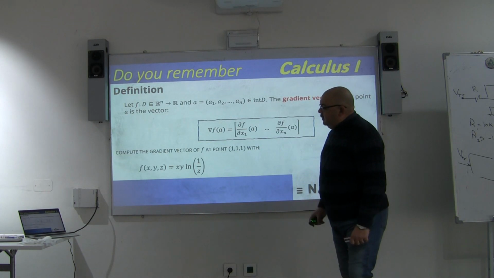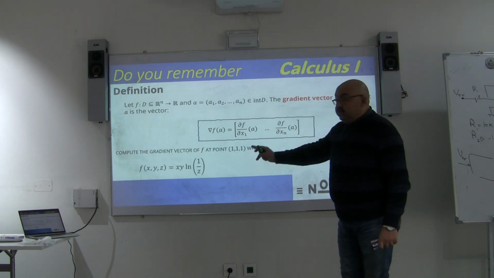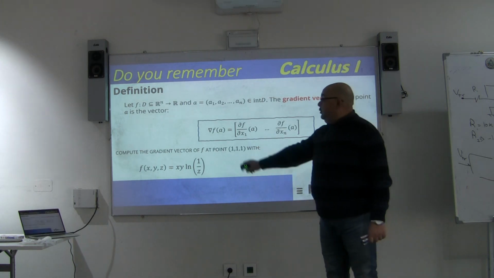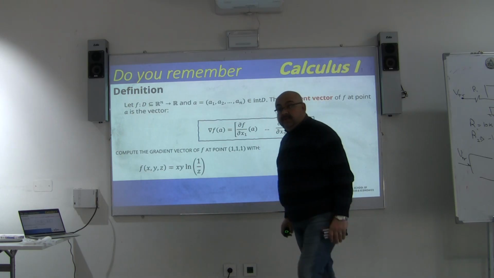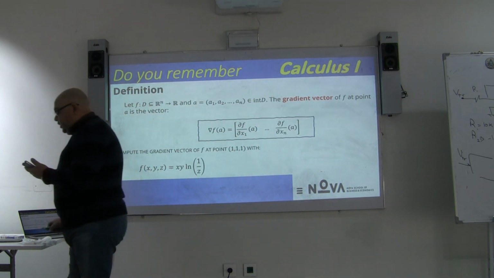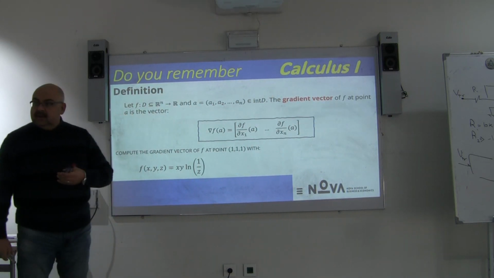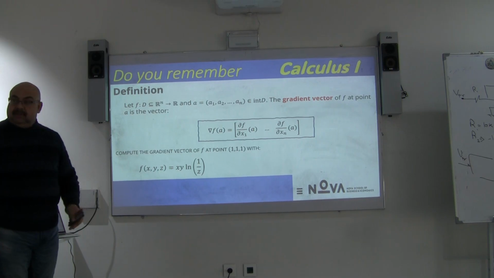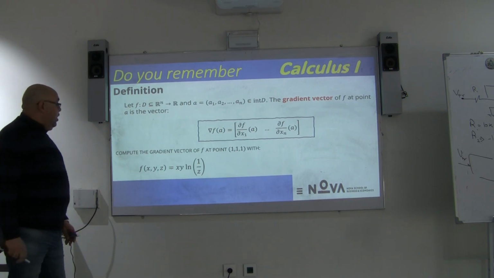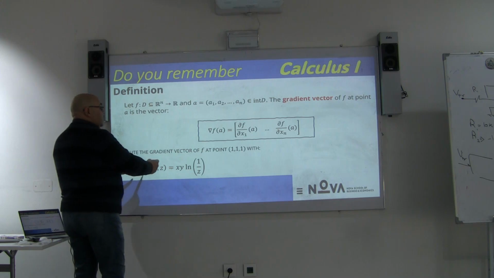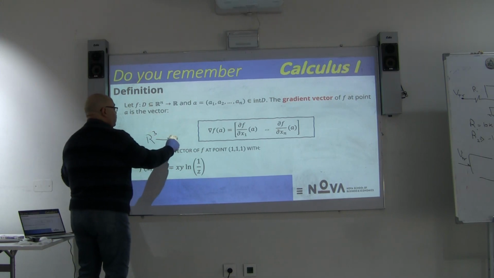Okay, for an example, can you get the gradient vector for this function at the point (1, 1, 1)? Let's do it together. This function is from R3, so it contains how many variables? 3 variables. Remark, it's a transformation from R3 into R.